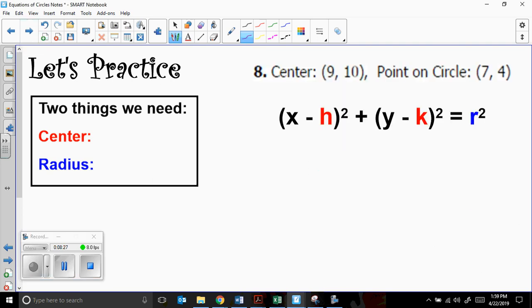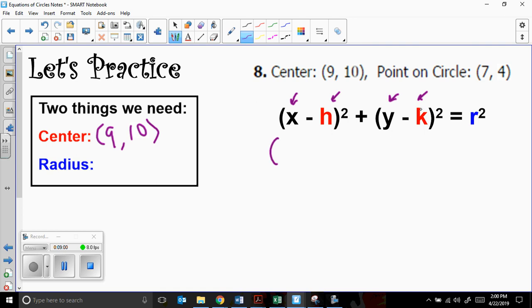All right, so the next one, number 8, we're given a center and a point on the circle. And remember, the two things we need are the center, which they gave us, 9, 10. But they didn't give us the radius, and we need to find the radius. So remember that the point on the circle can be filled in for the x and y values, and then we can fill in the center for h and k, and we can solve for r squared. So we're just going to go ahead and plug all these pieces in.